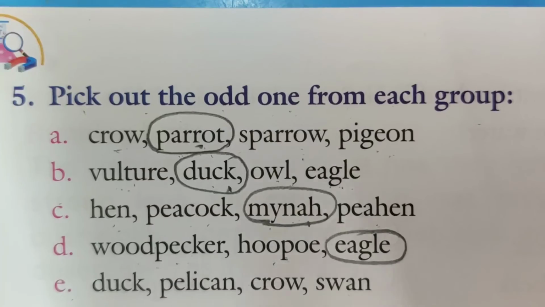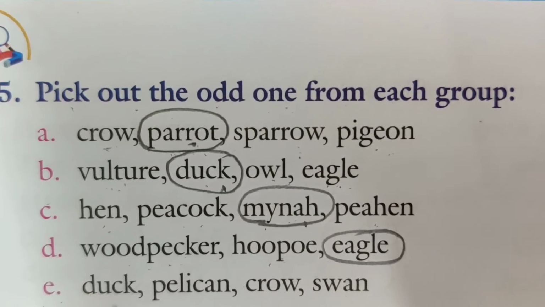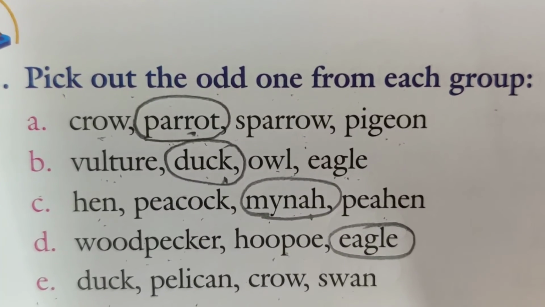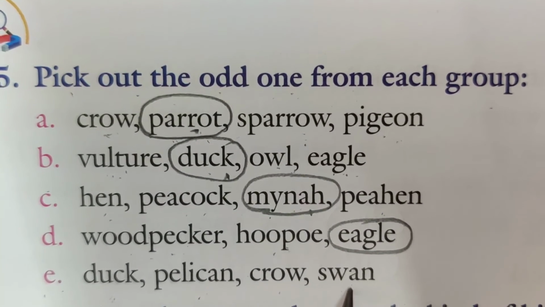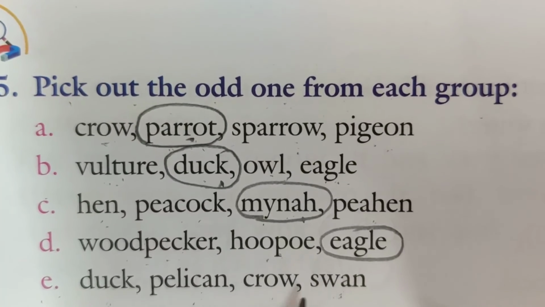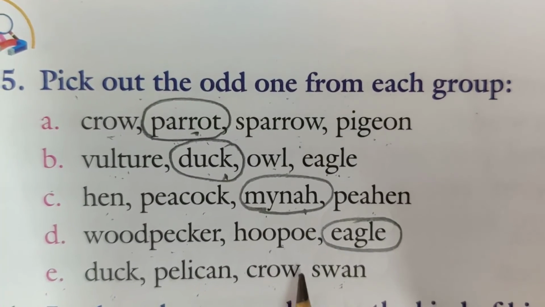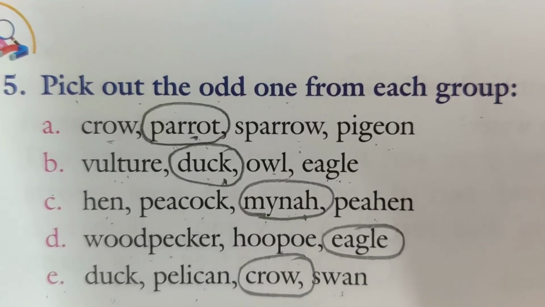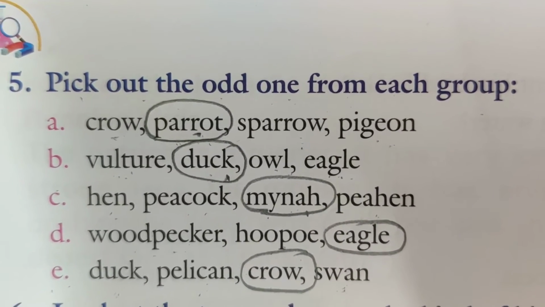Okay? Now seven, Nana. Duck, pelican, crow, swan. In this which is the different one, Nana? Duck, pelican and swan are the swimming birds. Yes or no, children? These 3 are the swimmers. Whereas crow is what, Nana? Crow is a perching bird. So this is the odd one. So like that, odd ones we have to circle out.